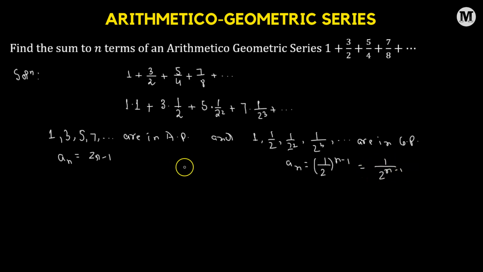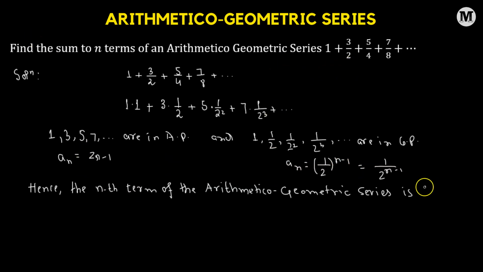Now, the benefit of finding out the nth term of the AP and the GP is that it is going to help us find out the nth term of the Arithmetico-Geometric series. All we have to do is take the nth term of the arithmetic progression, which is 2n minus 1, and multiply to it the nth term of the geometric progression. So that's 1 over 2 raised to the power of n minus 1, or simply we can divide 2n minus 1 by 2 raised to the power of n minus 1. So this is going to be the nth term of the arithmetico-geometric series.